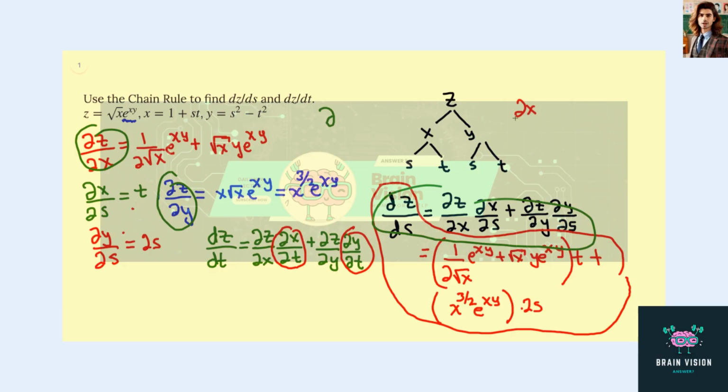The derivative of x with respect to s, that's just t. Oh, excuse me, this time we're doing the derivative with respect to t, and this time it'll be s. And the derivative of y with respect to t, power rule over here, that's negative 2t. So now we're almost done here.